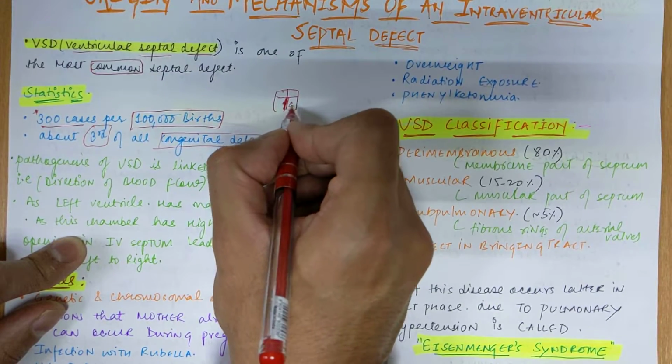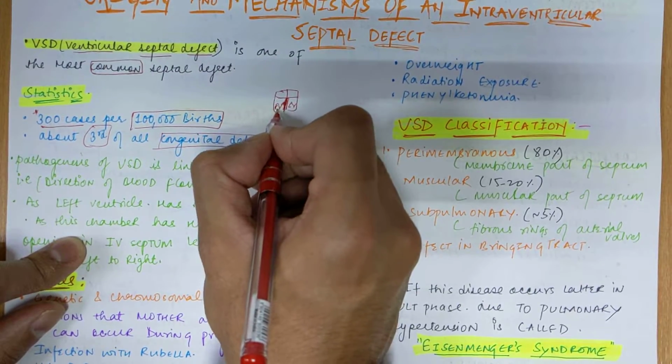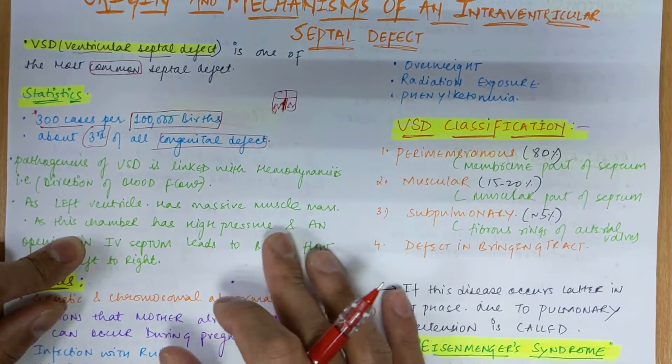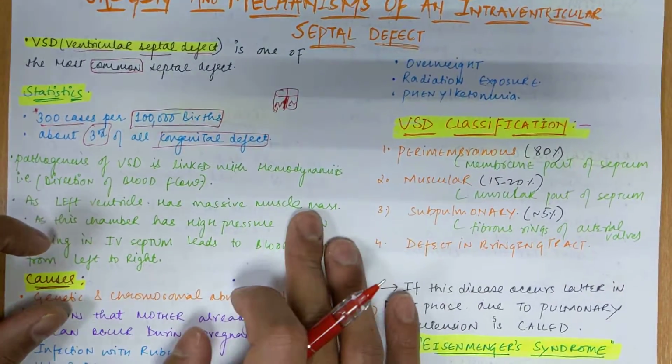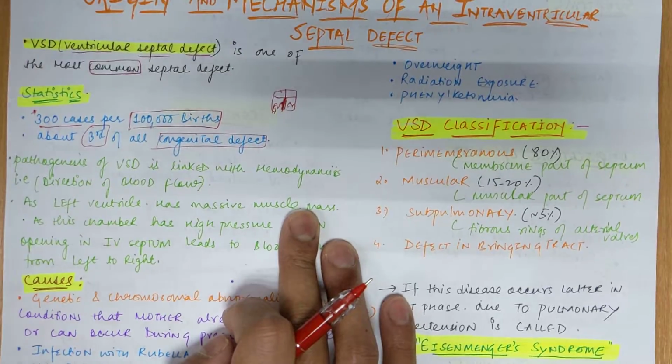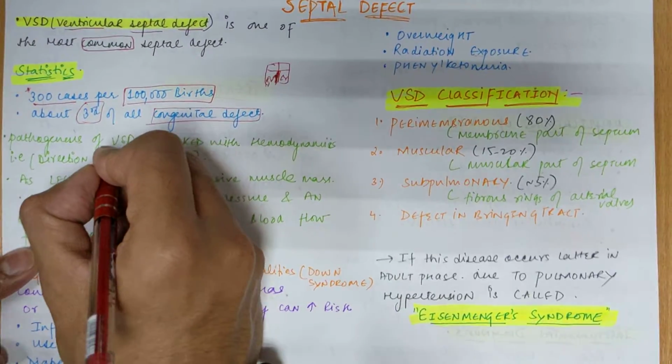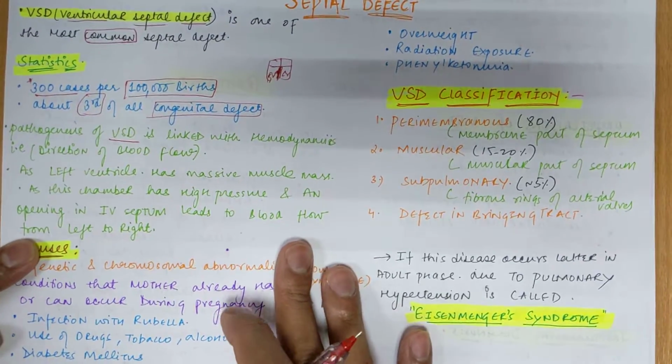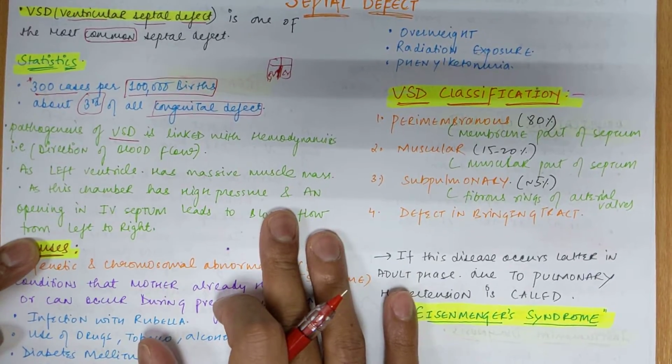then the blood from the left ventricle comes inside the right ventricle, and this leads to high pressure inside the lung, which can lead to further pulmonary hypertension. So that leads to complications. That is the main pathogenesis, or how this disease develops.